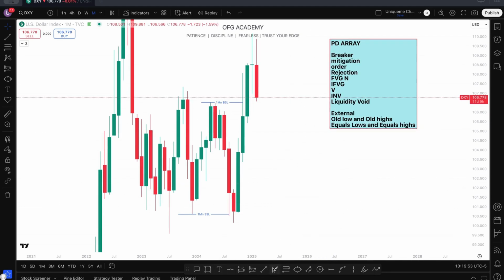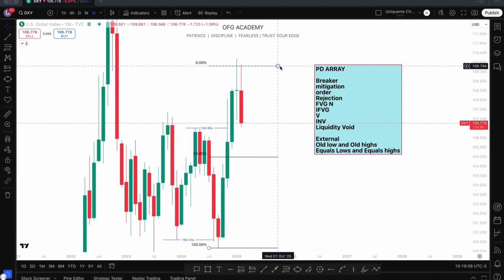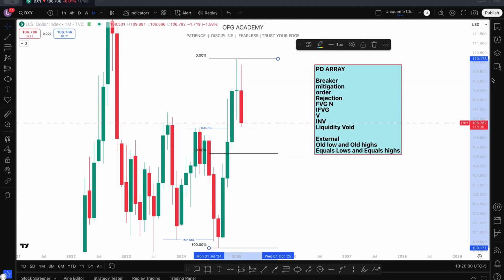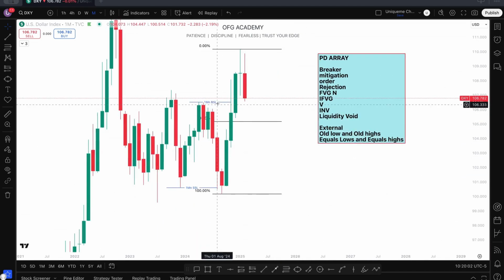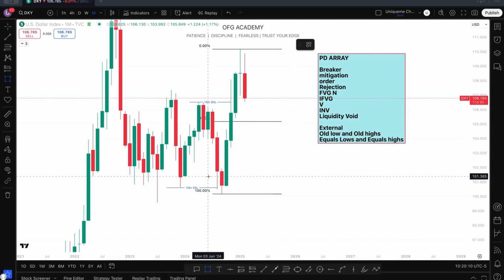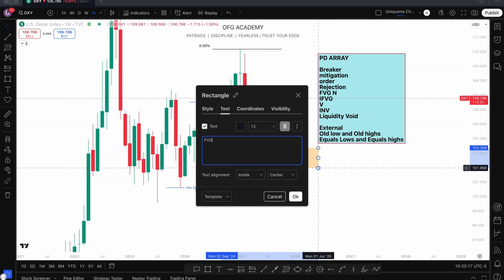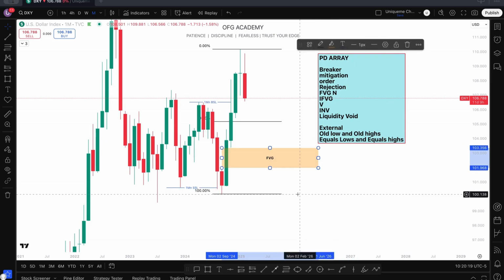Now, if I use my Fibonacci from the low to the high here, what will I realize? I'll realize that I'm in my premium. So what do I do? I label what is in the discount for markets to continue in the momentum. I come here and I label this, my fair value gap, FVG, based on my PD array here.